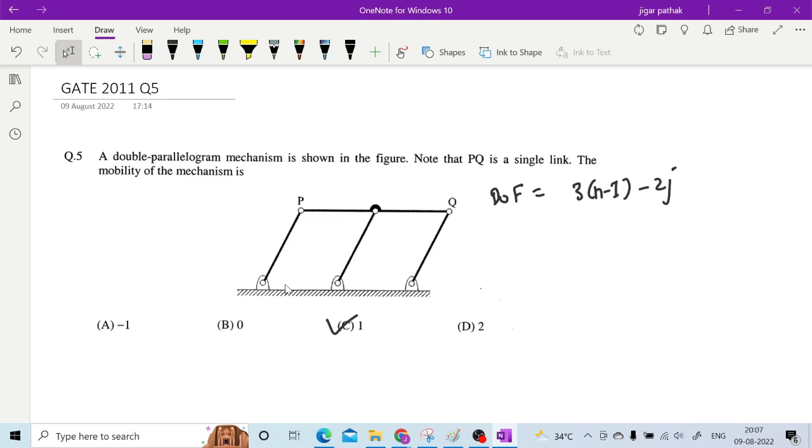Okay, let it be. Now, if you see the number of links here, this is first fixed link, then this link 2, 3, and 4, and PQ is a single link, so that is link number 5. And if we go for joints, then this is joint number 1, this is joint 2, this is joint 3, this is joint 4, and this is joint 5. Here it is only resting on it, right? So here there is no joint. Actually, here there is a higher pair.